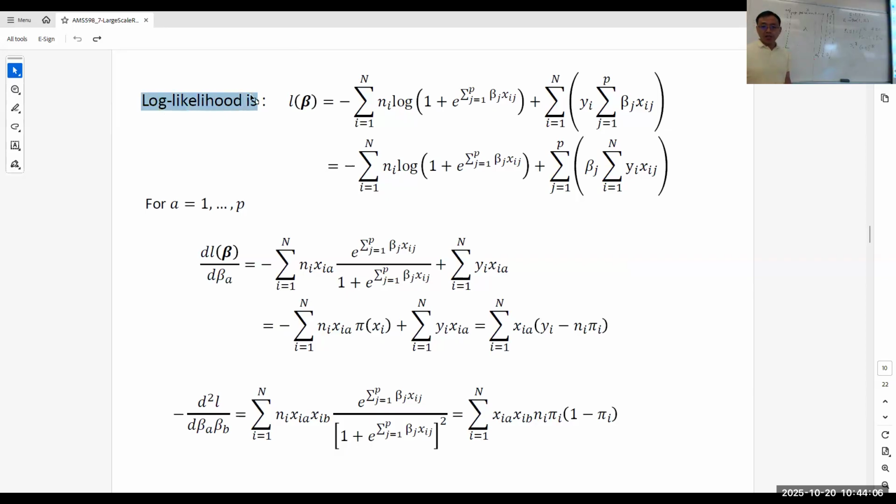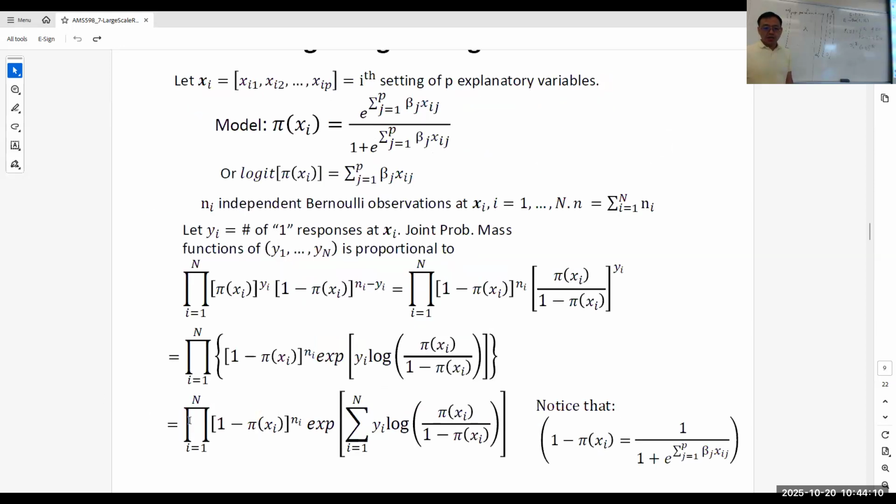So the log likelihood is essentially this guy, because when you take the log, the product becomes a summation, right? So you get the summation of log of this guy, summation of log of this guy. The second term is also a summation of log of this guy, because you have the exponential, so the exponential and log cancel out. So you're going to have the summation in the second term, inside term.